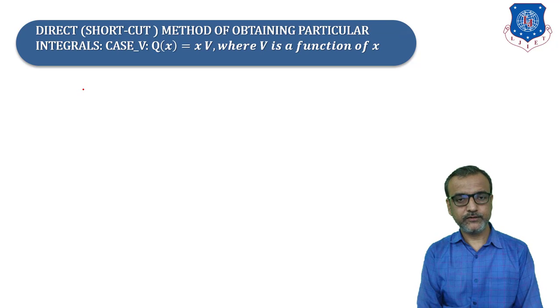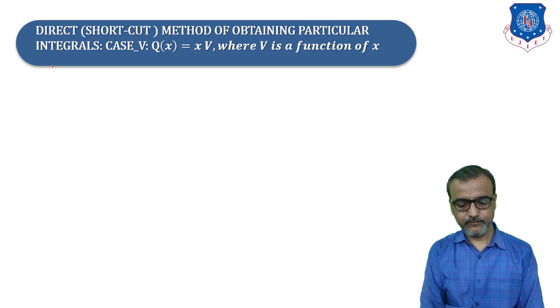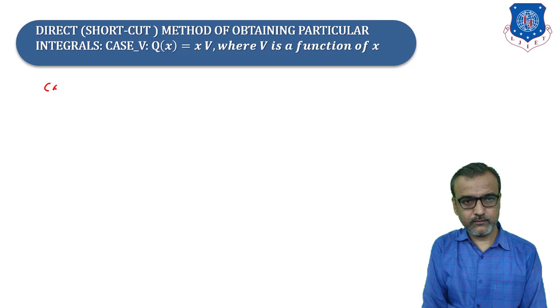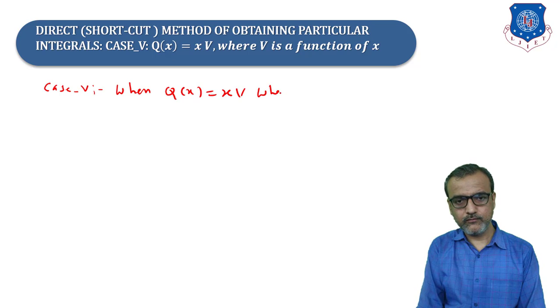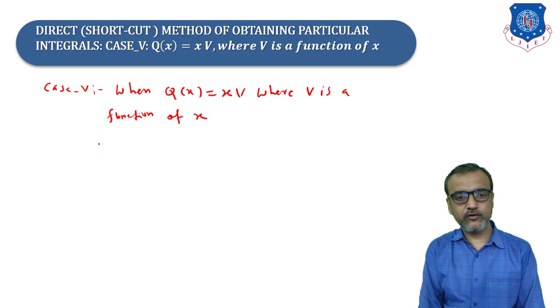So this is case number 5, when Q of x is x into v, where v is a function of x. Case 5, when Q of x equals x into v, where v is a function of x. So in this case, how will we find out PI?